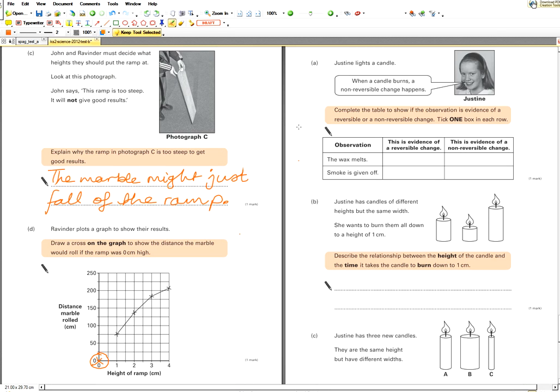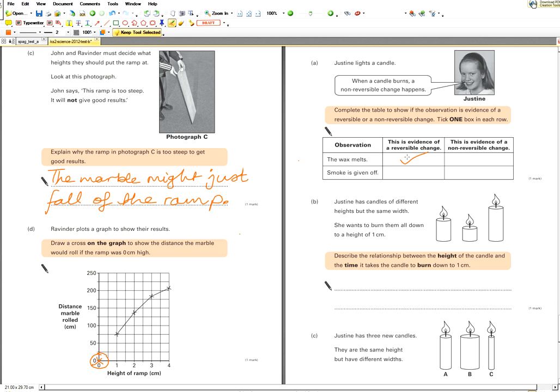Okay. So Justin lights a candle. When a candle burns, a non-reversible change happens. Complete the table to show if the observation is evidence of a reversible or non-reversible change. Tick one box in each row. The wax melts. If the wax melts, this is evidence of what? If something melts, this is evidence of a reversible change. If something melts, you can cool it and it will go back to being solid again. So that one actually is reversible.